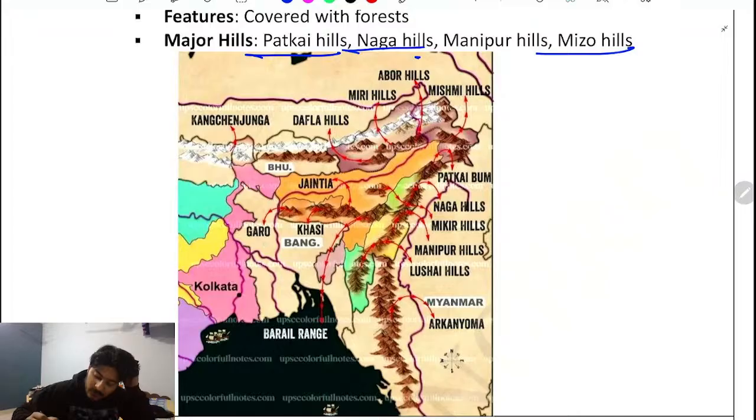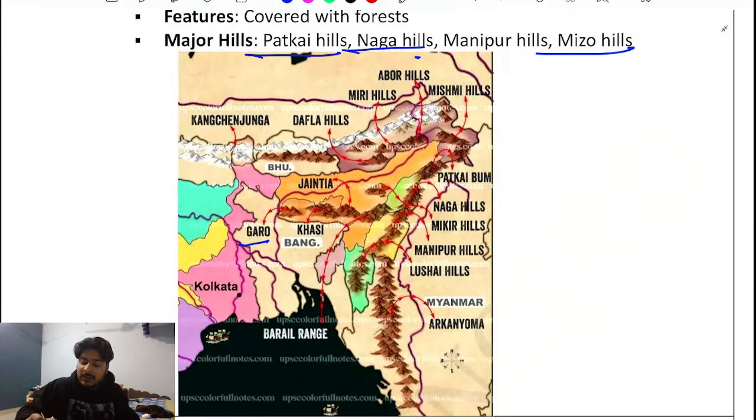This is the Garo. This is Khasi, and this is Jayantiya. This is overall the part of Meghalaya. All these three are part of the Himalaya only. Garo, Khasi, Jayantiya.